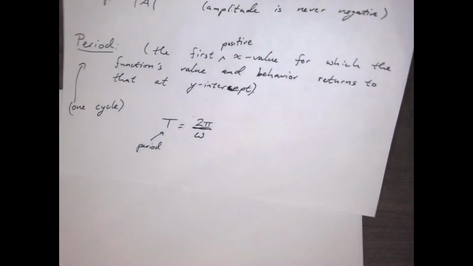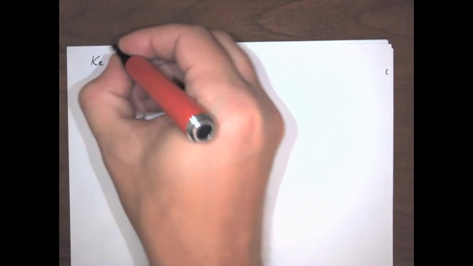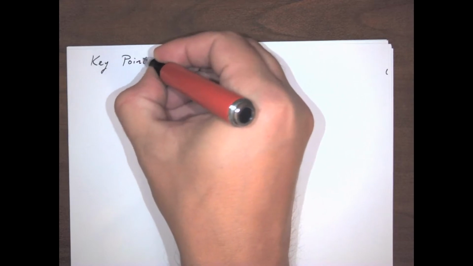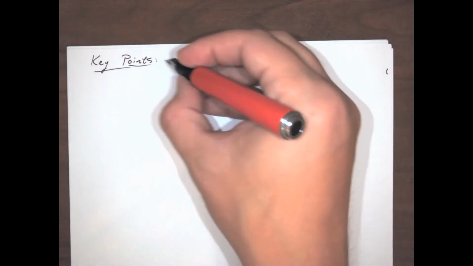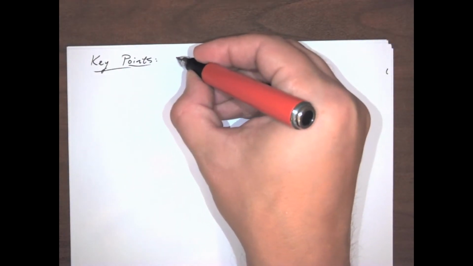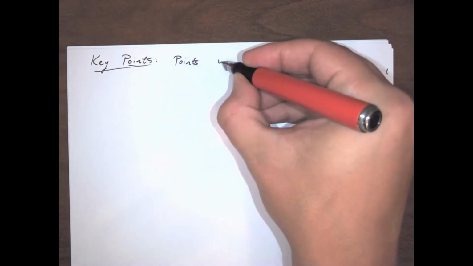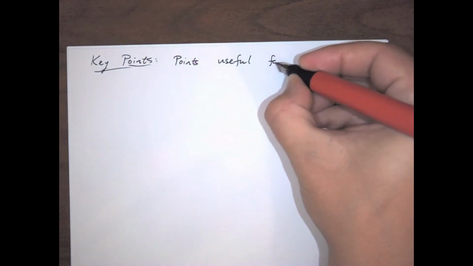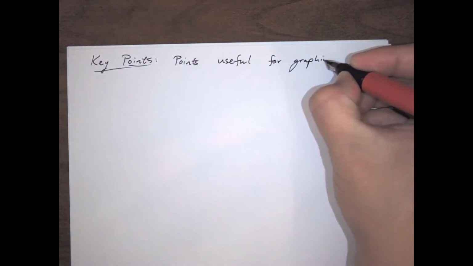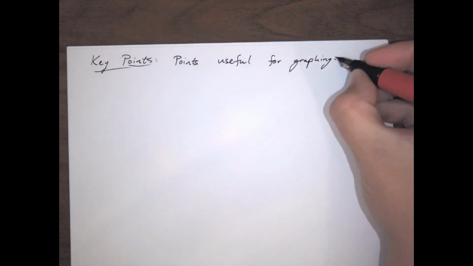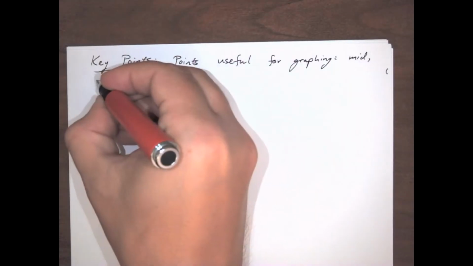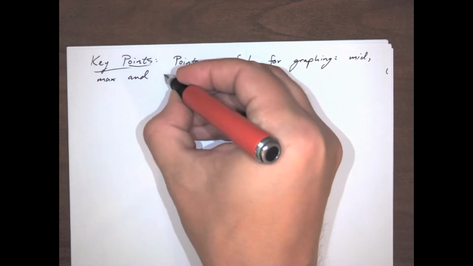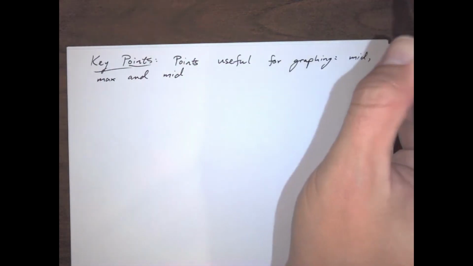Now, key points. So when it comes to graphing these functions, these key points will be the values that are helpful for graphing that occur every quarter period. So these are the points useful for graphing, and they'll typically be the midline, max, and minimum.